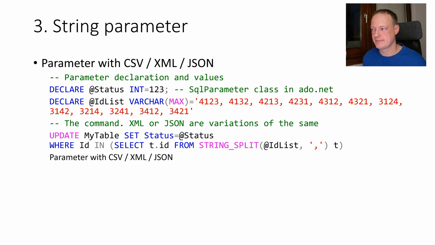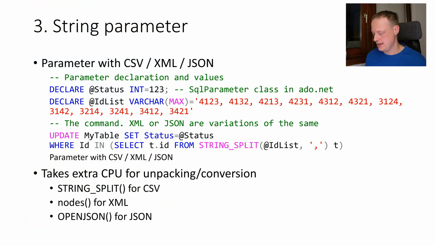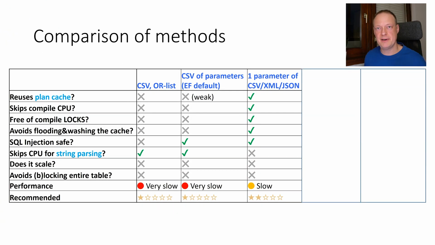And that can be with CSV, it's string split, but if it is XML, you have the nodes function. With JSON, you have the OPENJSON function. But every one of these functions uses CPU time, and a lot of CPU time. If the array is big, it's substantial CPU time, and it's slow because of that. It eats up your CPU and it doesn't perform well. But it's better than previous methods.